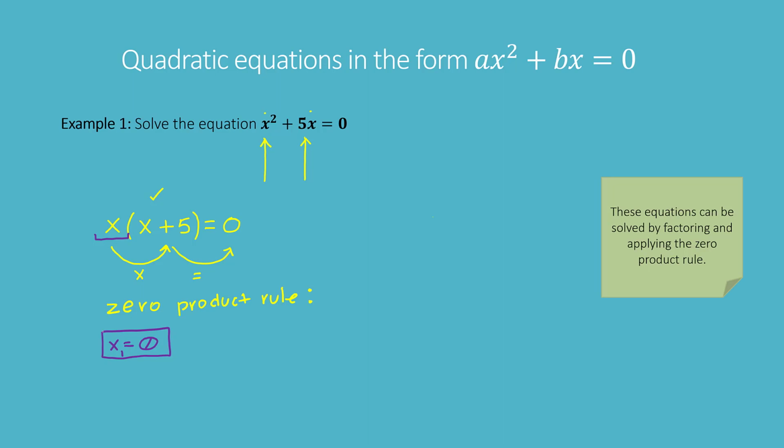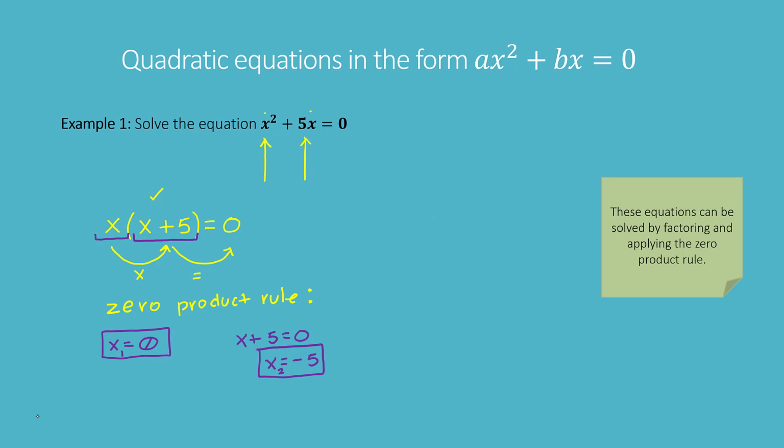And to get our second solution, we are going to set the second term equal to 0. x plus 5 equals 0. Now we clear x, the 5 passes subtracting, and this gives us our second result. x is also minus 5. So 0 and minus 5 are the solutions to this quadratic equation.